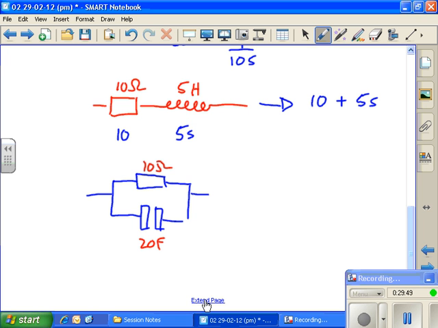Yep, that's right. So in S space, this would stay as 10. This would become 1 over 20s. So if I'm going to combine these two, I'm going to have to write product over sum. So that will be 10 times 1 over 20s over 10 plus 1 over 20s.